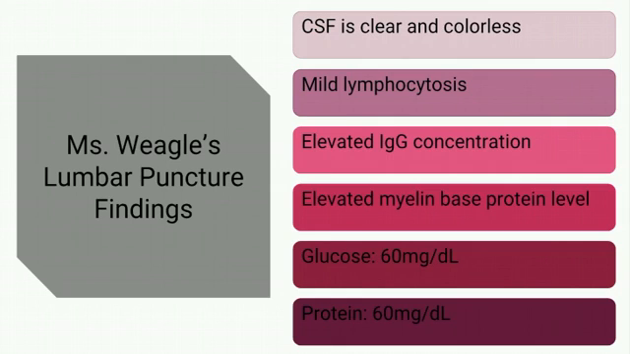So Susan's findings were that her fluid was clear and colorless, and this is common for MS patients. Also, mild lymphocytosis is common for MS patients, and elevated IgG concentration is associated with MS. And elevated myelin basic protein levels indicate the myelin is actively breaking down. And her glucose and protein levels are 60 mg/dL. So if the protein levels were above like 100, then another diagnosis other than MS would be considered.